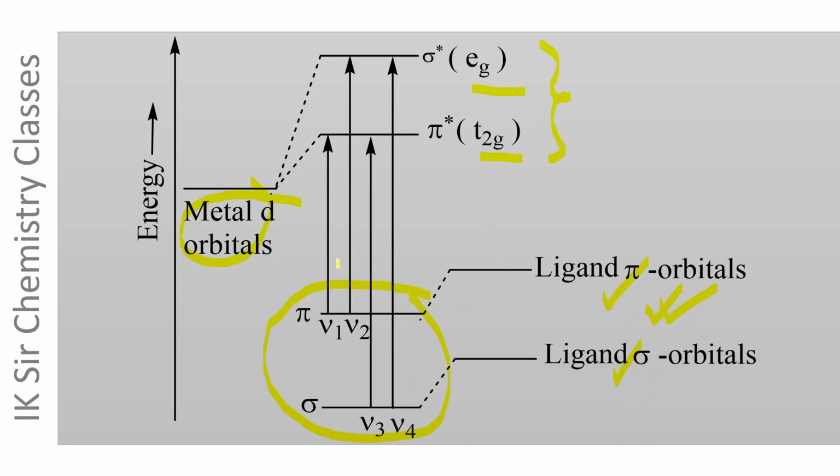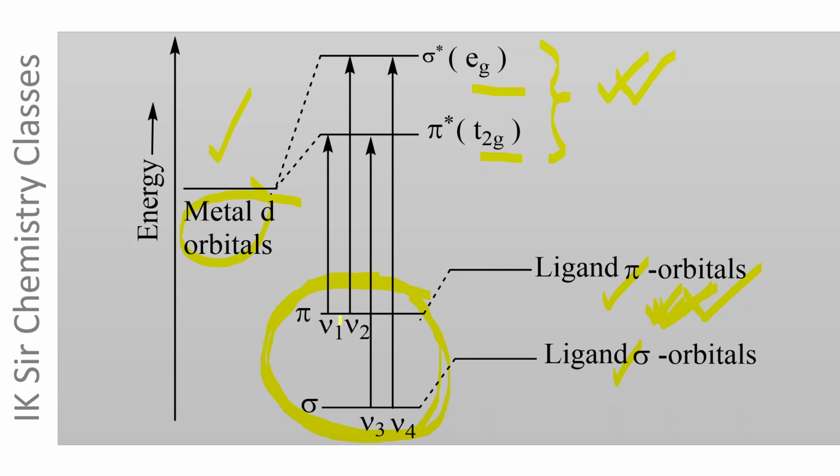4 types of transitions are possible. These bonding MOs are completely filled by electrons, and these electrons are provided by ligands. These electrons present in molecular orbitals, which are localized mainly on the ligands, can undergo transition to vacant anti-bonding MOs, which are localized mainly on the metal atom. And this type of electronic transition is called ligand to metal charge transfer.